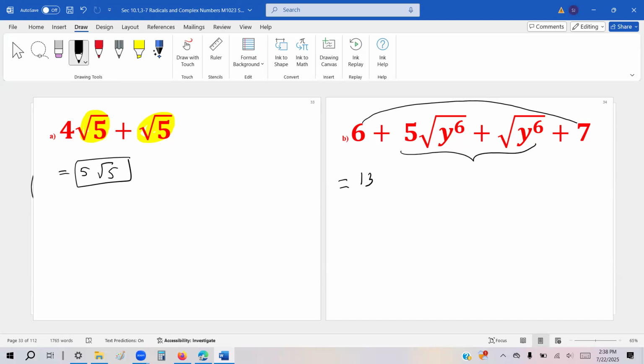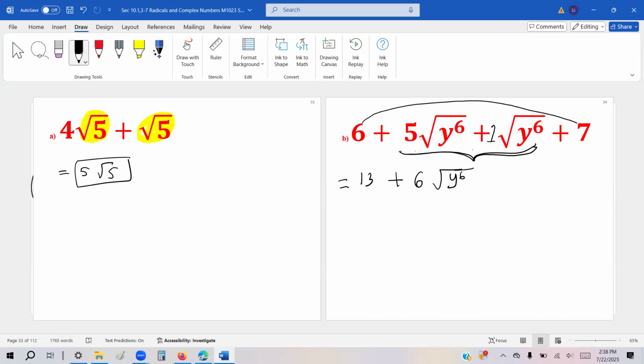And now how about these? Are these like terms? We have an invisible one here. So can you combine them? Do you have the same radical with the same inside? So how many of them do we have? 5 and 1, 6 of them.